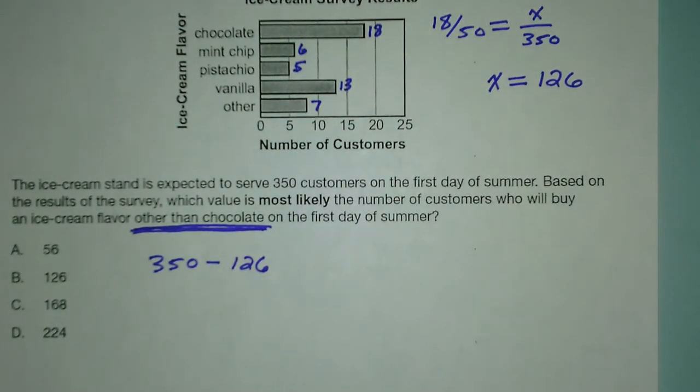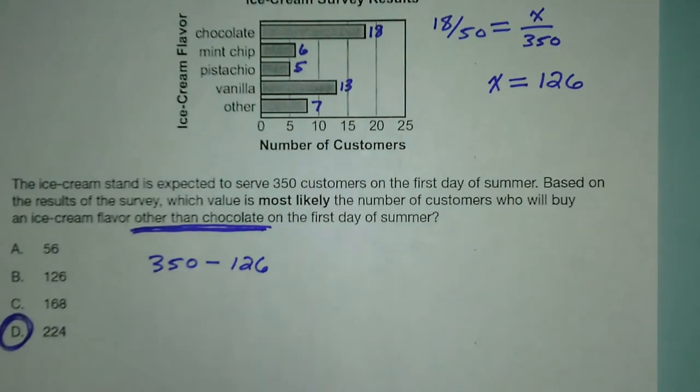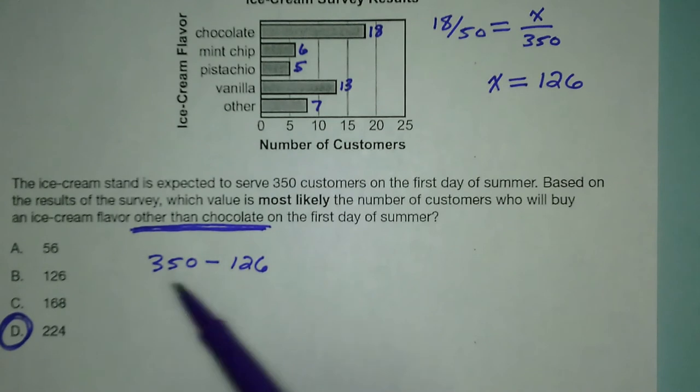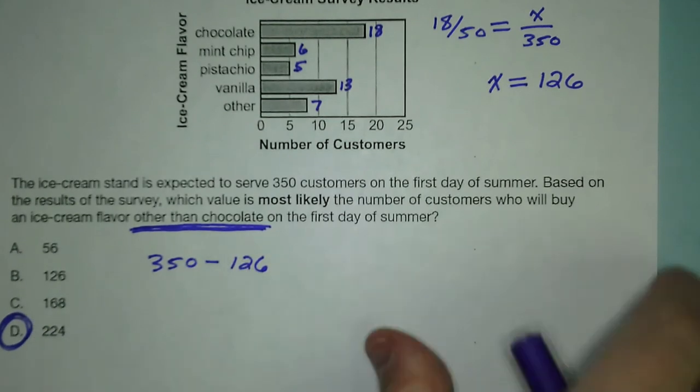350 minus 126 is that one. Hey, spot on. But even if you would have got like 220 or 225 or even like 230, you would have still picked D. You know what I mean? In a question like that.